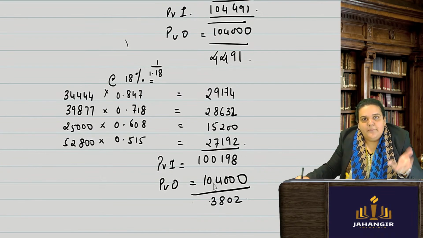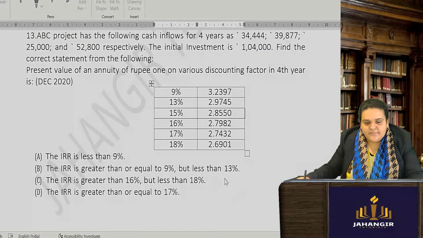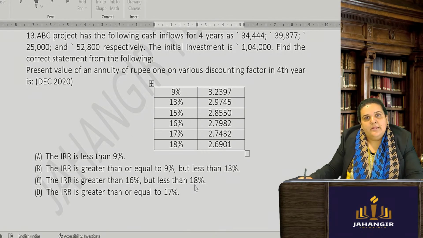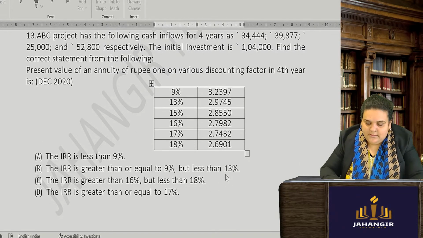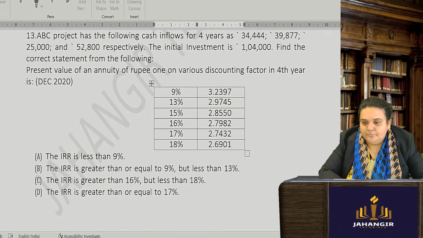That means it is somewhere between 16 and 18, that means 17%. So I can say that IRR is greater than 16% but less than 18%, because even if you try 17%, you will not get 0. So this will not be your answer. IRR cannot be less than 9%, this is gone. A and B are not options which can be considered. So the third option, IRR greater than 16% but less than 18%, is the answer. It is a trial and error method.